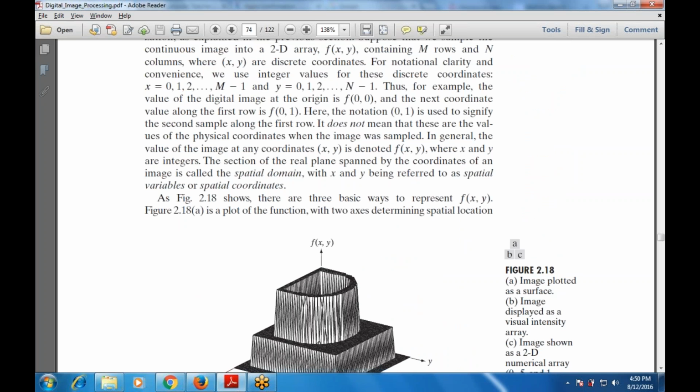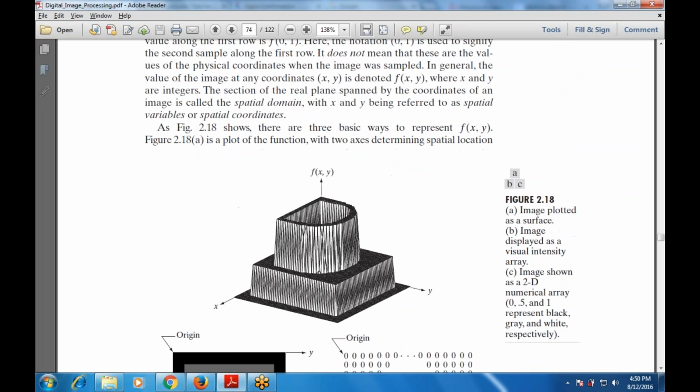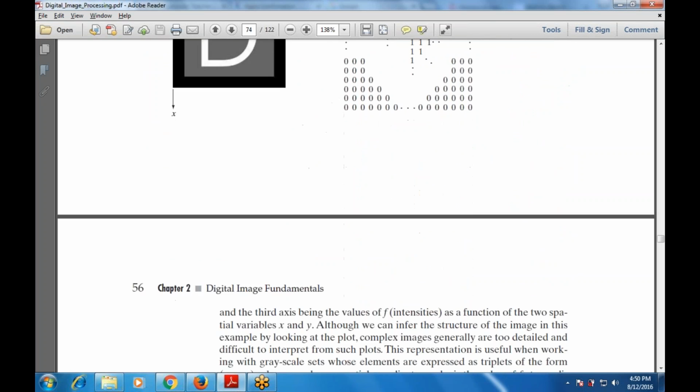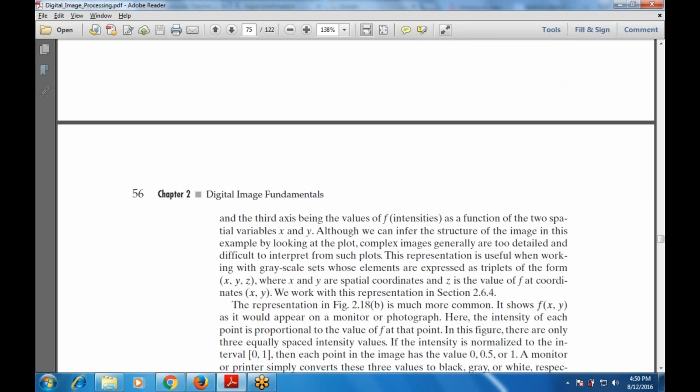So there is spatial data, which is a variable used for the spatial domains. And that is used with the coordinates of the plane, that is, with the coordinates of the data. And the third axis is the value of f, that is the varying intensity as a function of the two spatial variables, x and y.